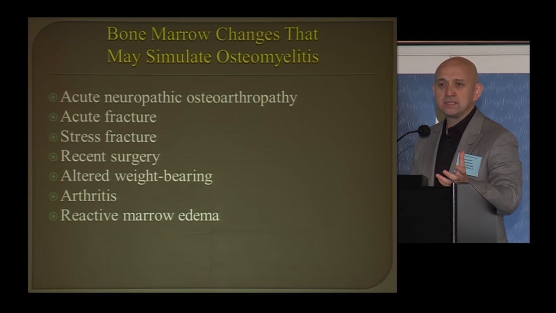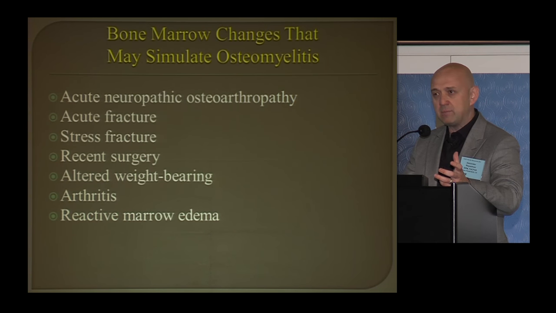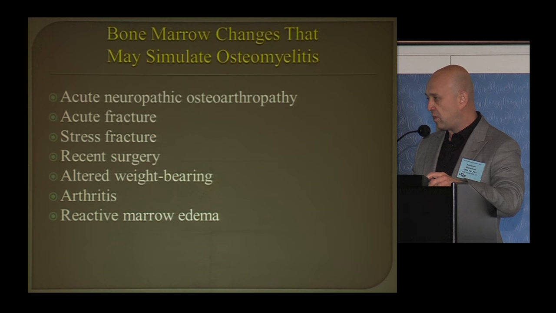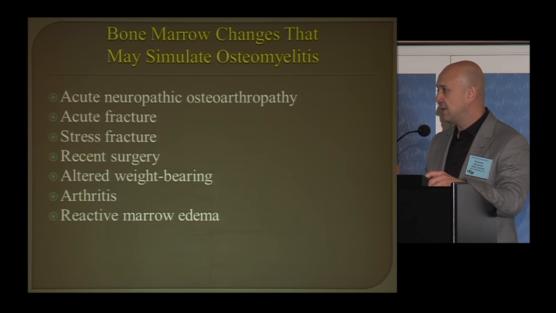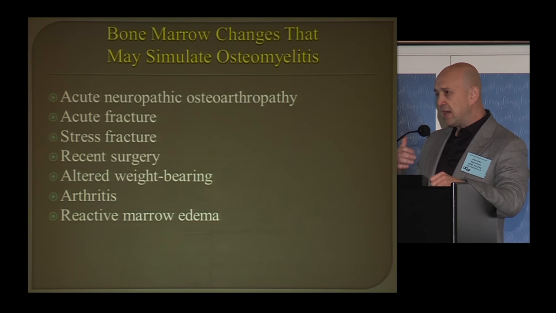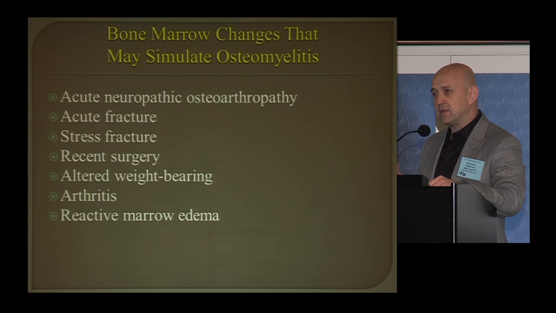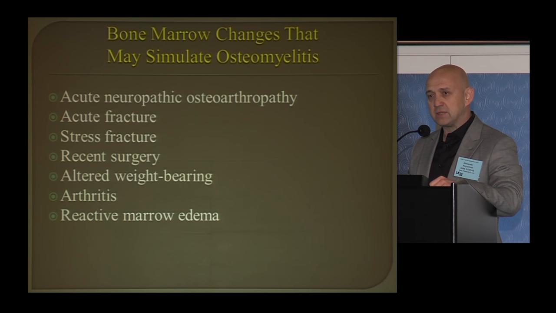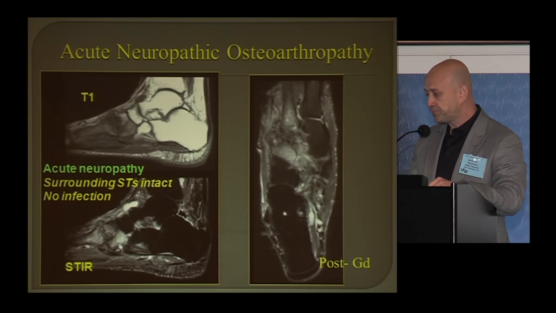Now, altered weight bearing is an interesting phenomenon. If you think about our diabetic patients, these are all patients that have peripheral neuropathy. They don't have the ability to sense what they're walking in and how much they're walking. The microtrauma that occurs from that walking is the altered weight bearing status, and that's what can cause a marrow edema as well.